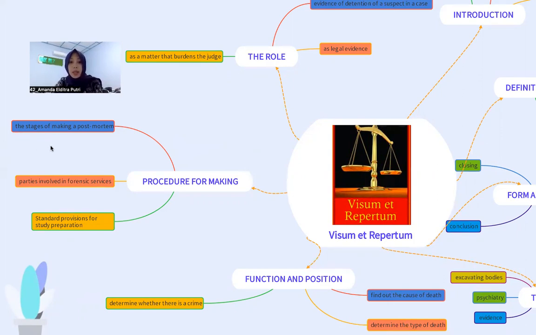Three, the stage of making a postmortem, starting with the victim's receipt being sent to the investigator, receiving an expert request statement, medical examination of the victim with forensic science, typing an expert letter, signing a statement by the legal expert, submitting evidence, and finally submitting an expert certificate.